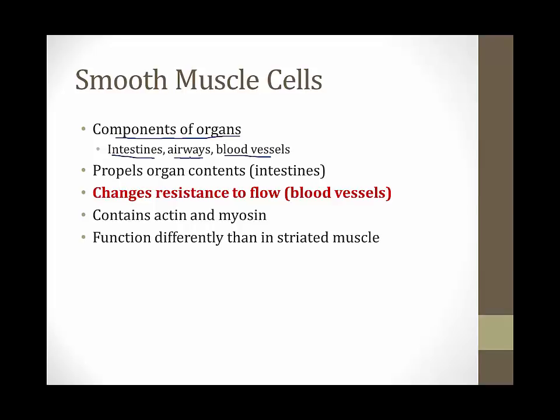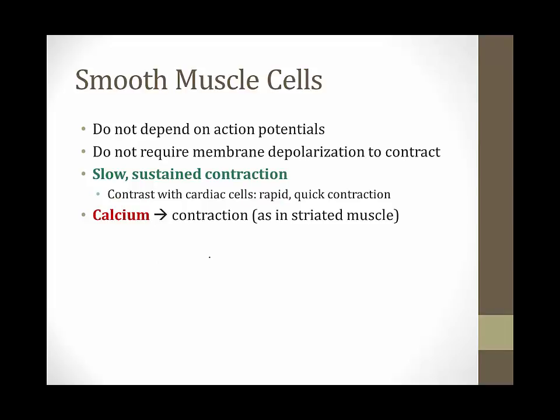For example, smooth muscle helps to propel organ contents in the intestines. Very importantly, smooth muscle cells can change the resistance to blood flow in blood vessels. These cells contain actin and myosin like skeletal muscle cells and cardiac muscle cells. However, the actin and myosin function differently than in those striated muscle tissues. Some of the differences between smooth muscle cells and striated muscle are shown on this slide.